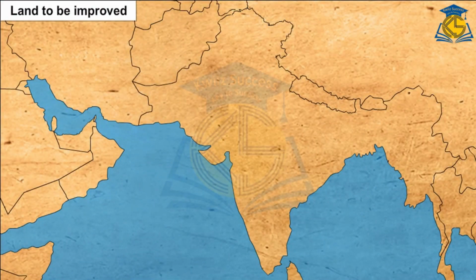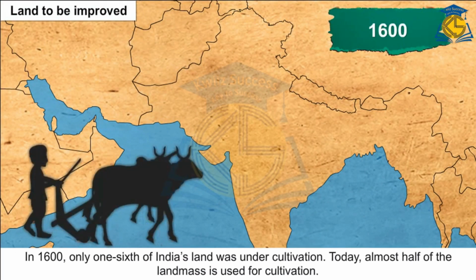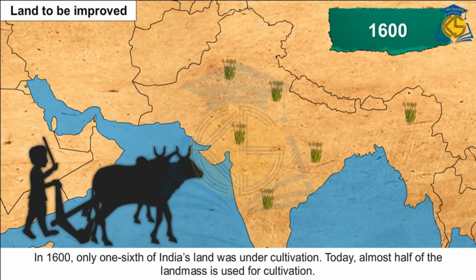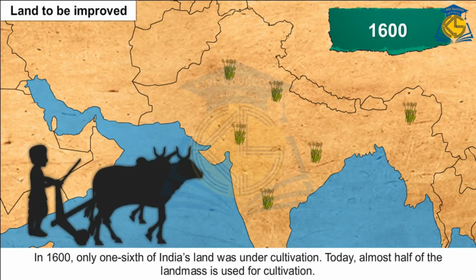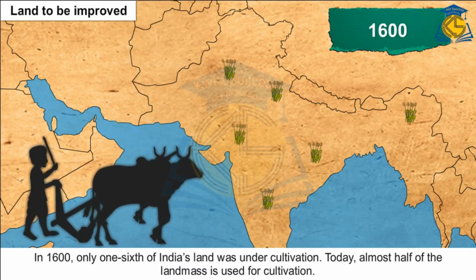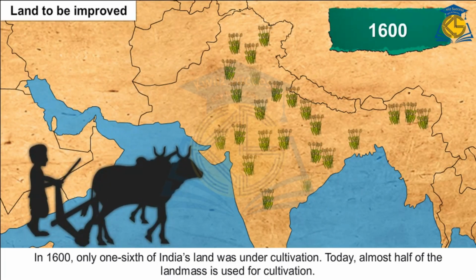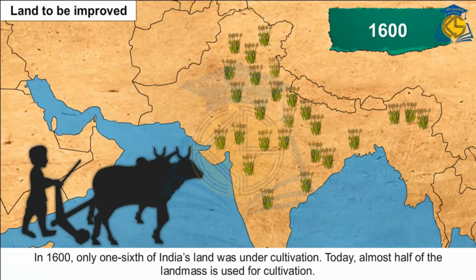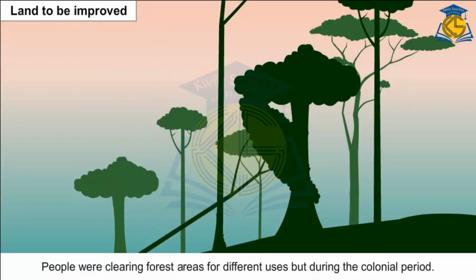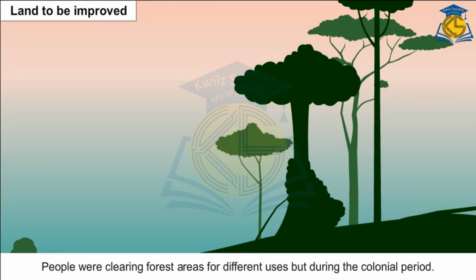Land to be improved. In 1600, only 1/6 of India's land was under cultivation. Today, almost half of the landmass is used for cultivation. People were clearing forest areas for different uses.